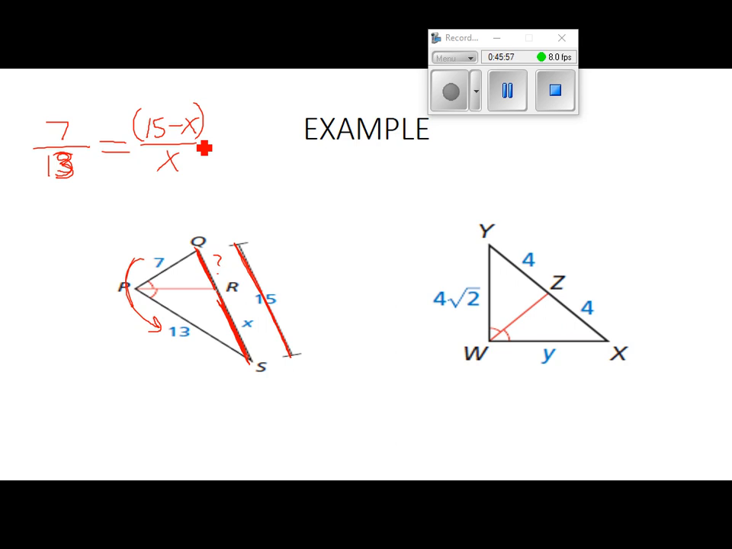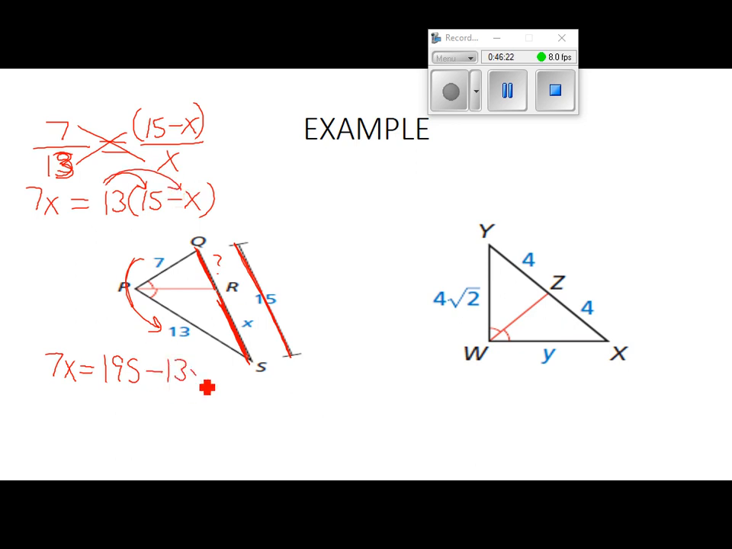Somebody cross multiply for me this way. 7x. When you're multiplying the other way, please, again, take your time and write it down before you try to distribute out in your head. What's 13 times 15 give you? 195. Anybody agree with that? Yeah. What's 13 times a negative x give you? Negative 13x. Now what are we going to do? Add 13x to both sides, just solving the equation. How many x's do we have? 20x equals 195, then what?